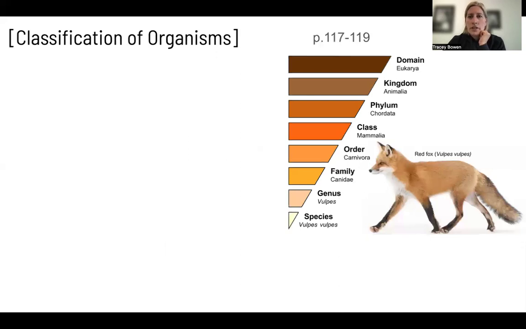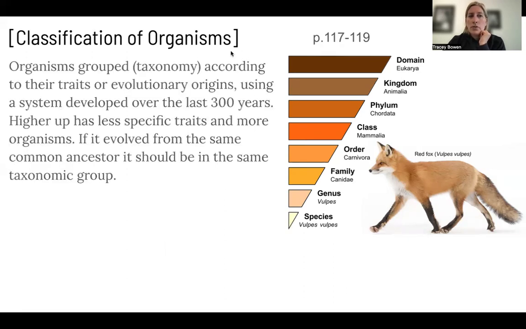So first, we need to know the classification system. So domain, kingdom, phylum, class, order, family, genus, species. Organisms are grouped according to their taxonomy, according to their traits or evolutionary origins, using a system developed over the last 300 years. Higher up, so domain, for example, has less specific traits and more organisms. And then as you go down, they become more and more specific. If it evolved from the same common ancestor, it should be in the same taxonomic group.